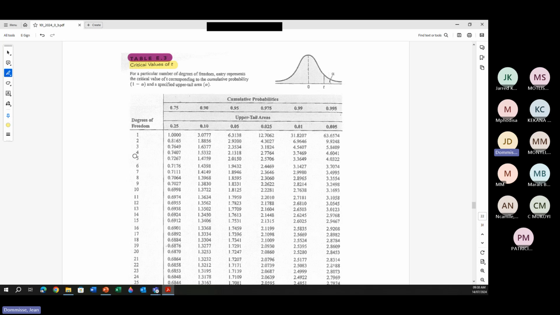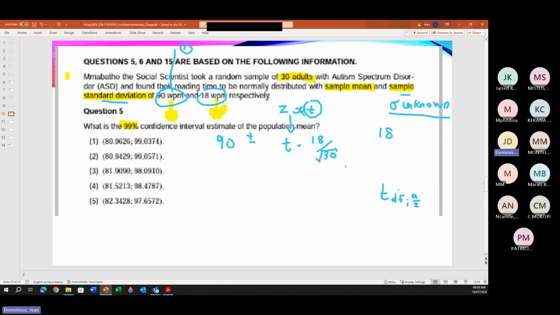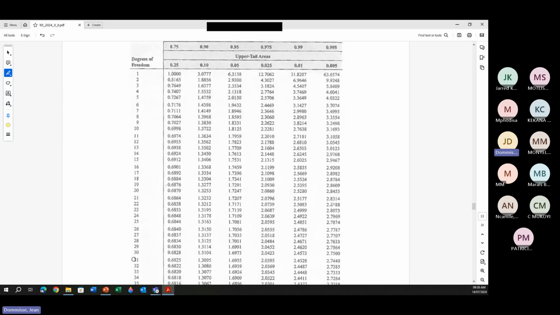Degrees of freedom already. Here I talk about degrees of freedom. So remember, degrees of freedom, how we work it out is n minus 1. So that is 30 minus 1 is 29. Okay, so we will work with 29.